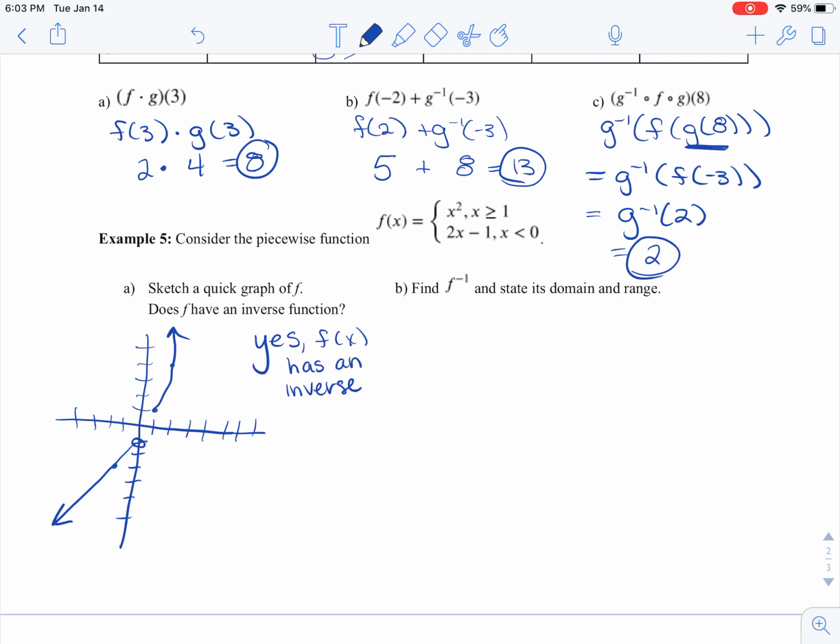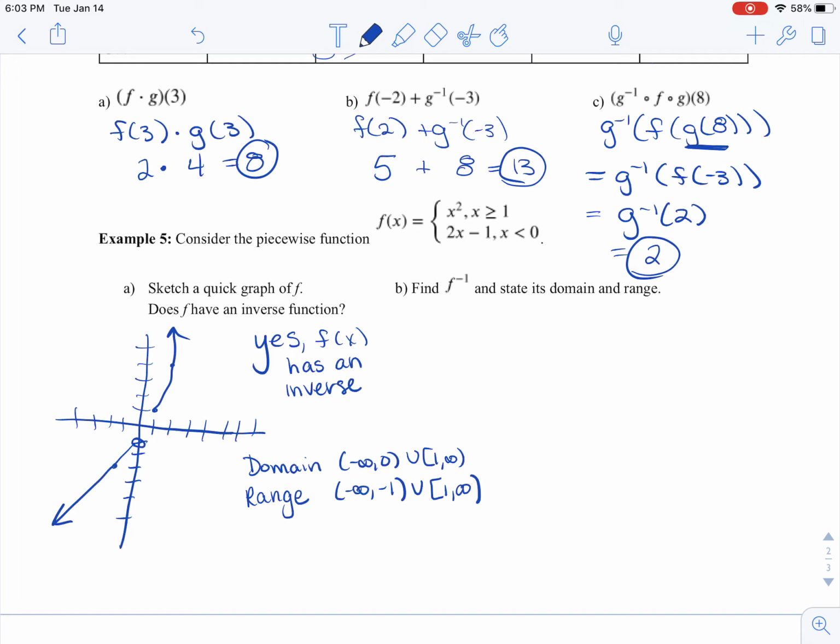Now let's talk about the domain and range of f. So our domain here is negative infinity to 0, not including 0, and then 1 to infinity, including 1. And our range is negative infinity to negative 1, not including negative 1, and 1 to infinity.